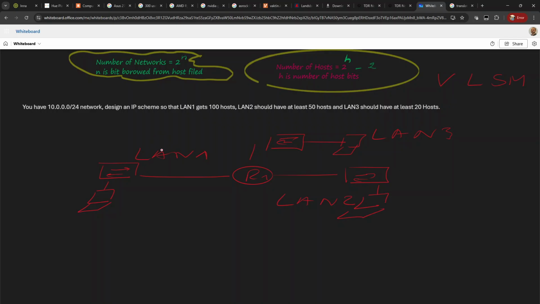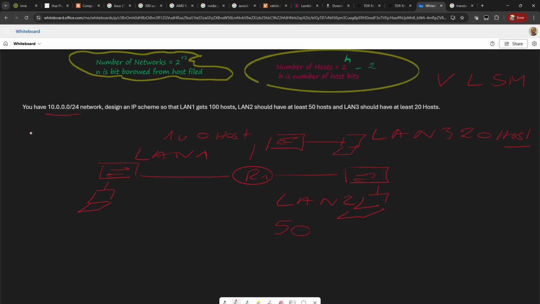Let's say we are required to get, in the first LAN, at least 100 hosts on this LAN here. In LAN 2, we need 50 hosts. In LAN 3, we need at least 20 hosts. How can we do that using this IP right here?